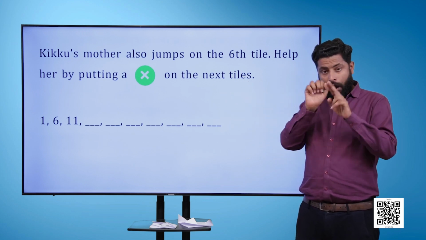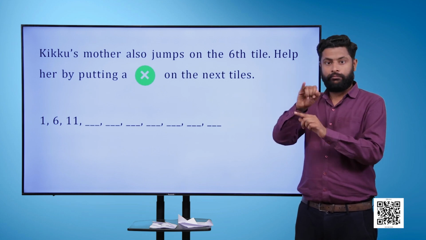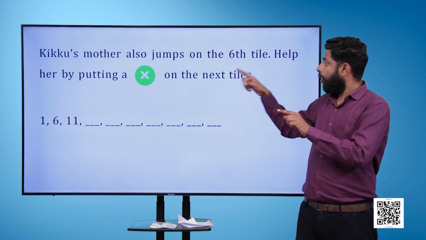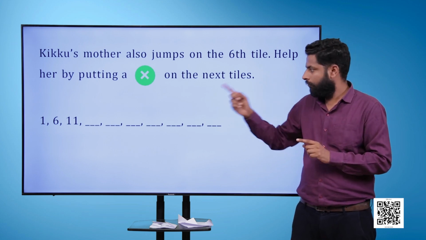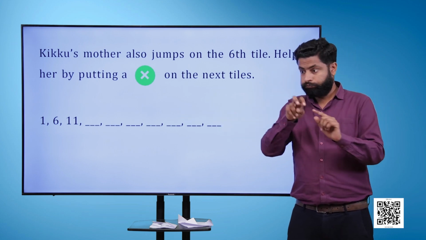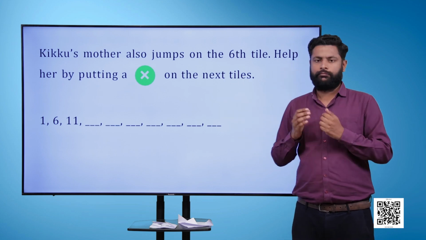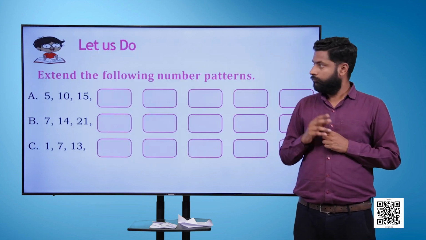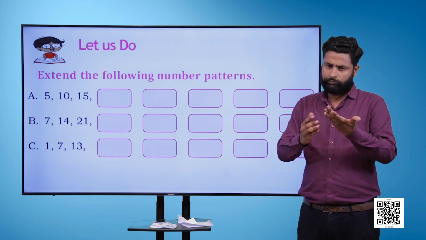Kiku's mother also jumps on the 6th tile. Help her by putting a cross mark on the next tiles. 1, 6, 11, blank, blank, blank, blank, blank. Let us do.